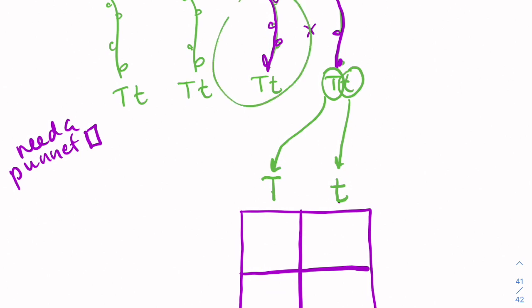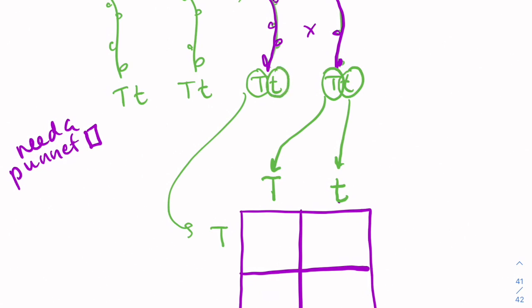Now let's take this plant right here. It can either donate this capital T, this dominant allele, to its babies, I'll put it at the end of the first row, or it can donate a recessive allele to its plant babies. So I'll put this recessive allele at the end of the second row.